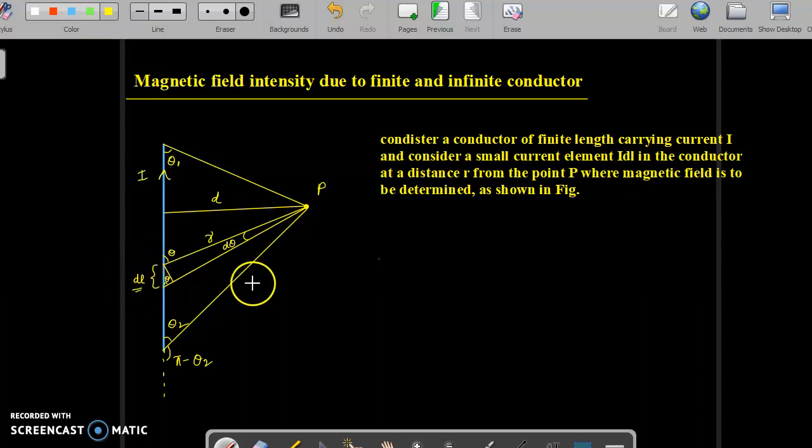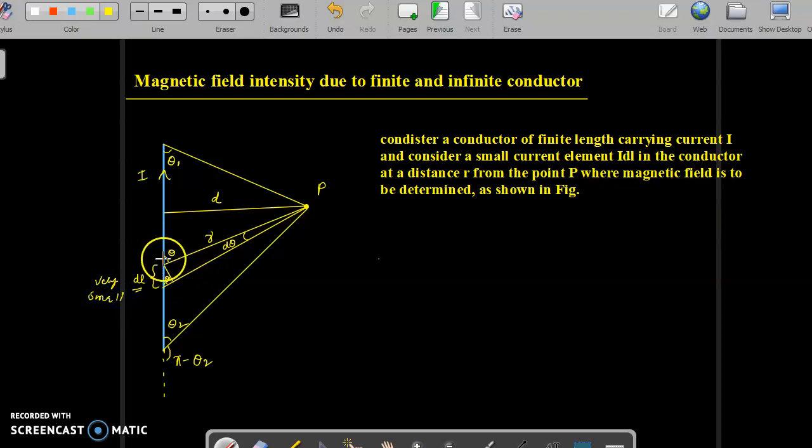Its length is very small. And P is a point. The shortest distance between P and the conductor is d. And if you join the two ends of this conductor to the point P, it makes angles θ1 and θ2 respectively. And similarly, if you join the two ends of the small current element to the point P, the distance from here to P is r. The same distance is from here to here, because the length dl is very small.